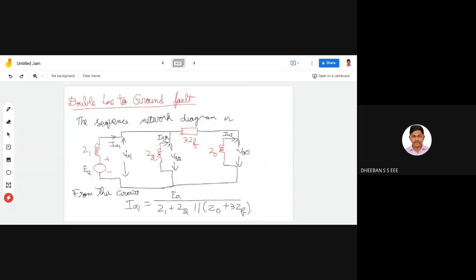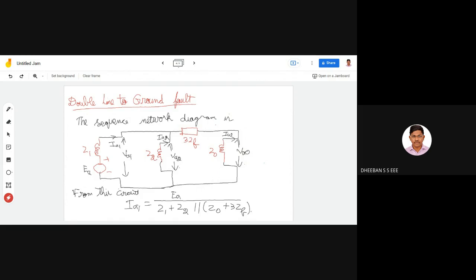So after this, you can draw the sequence diagram. As I said, it is very obvious that both your positive and negative sequence components will be in parallel to each other. So it is shown in the sequence diagram itself. So after that, you have to connect this ZF in series. So this will be in series, and you have to draw your zero sequence component. So this corresponds to a zero sequence component. And from this, you have to determine your positive sequence component in order to find your IB or the fault current.